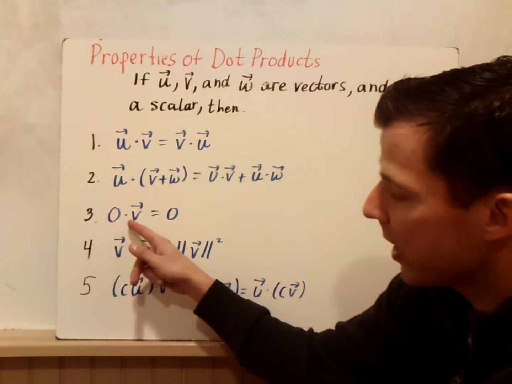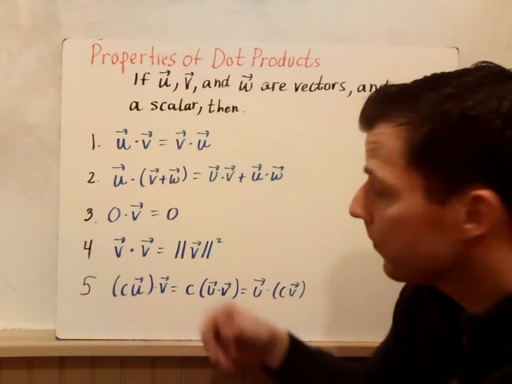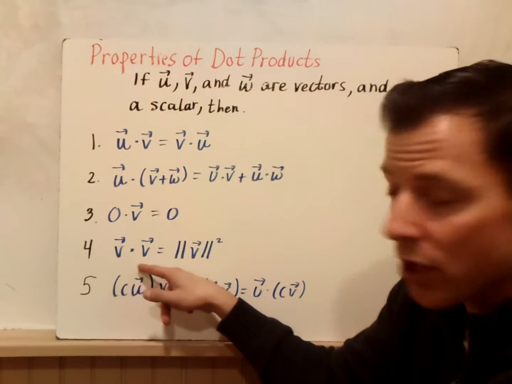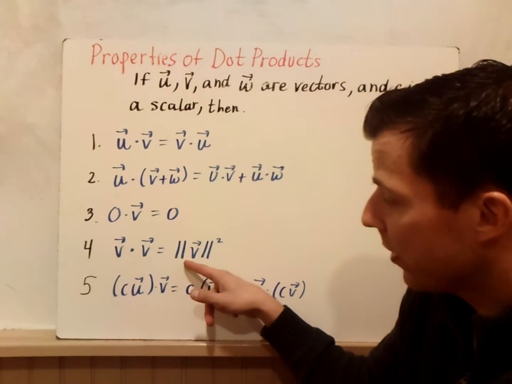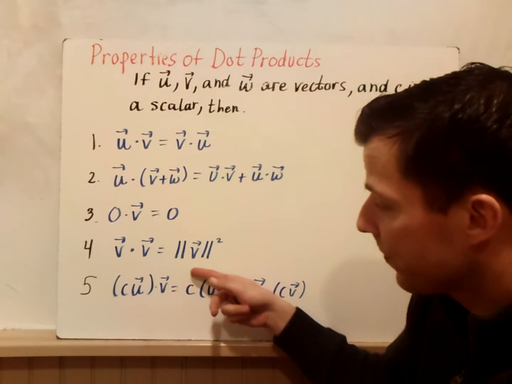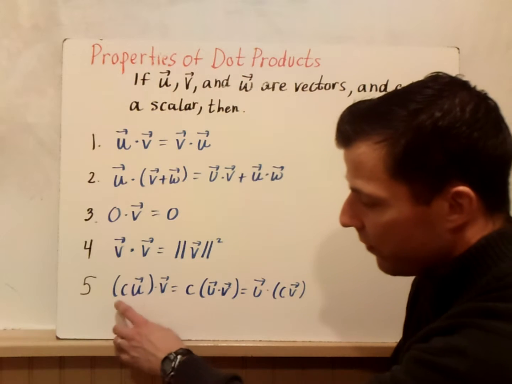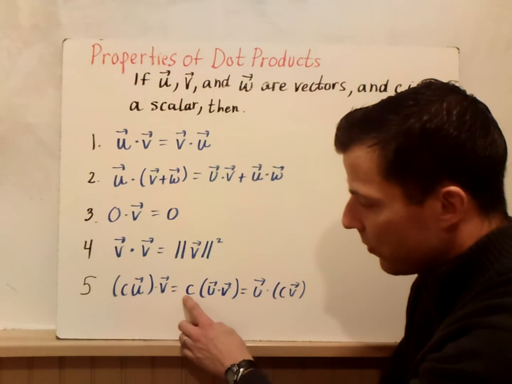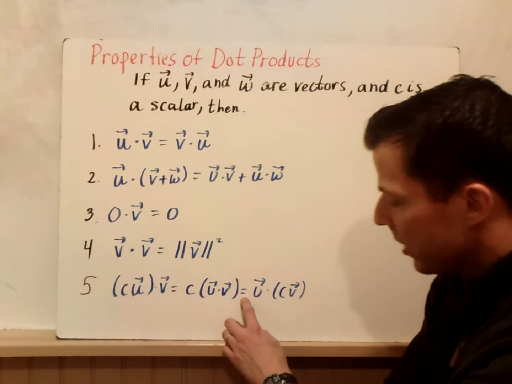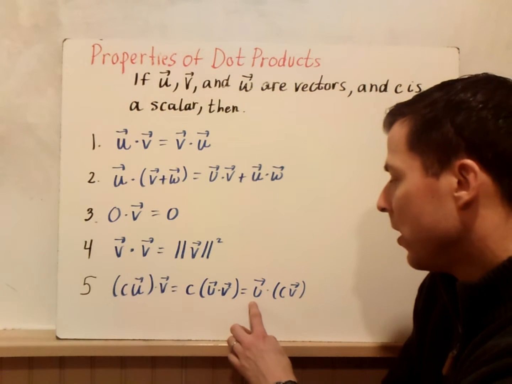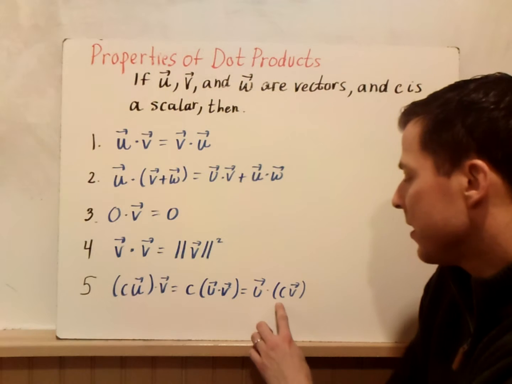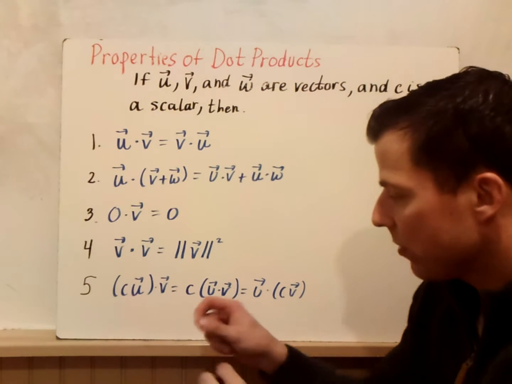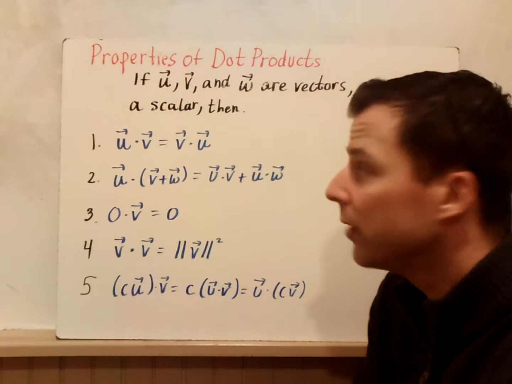The 0 times any vector is going to be 0, okay? Vector v times itself, which we saw in part C in the last example, you could just square its magnitude and get the answer, okay? And the last one, if you have a scalar c times u times v, that's equal to c times u times v, which is equal to u times c times v. So it doesn't matter where the scalar is. You can combine it any way and you're going to get the same result.